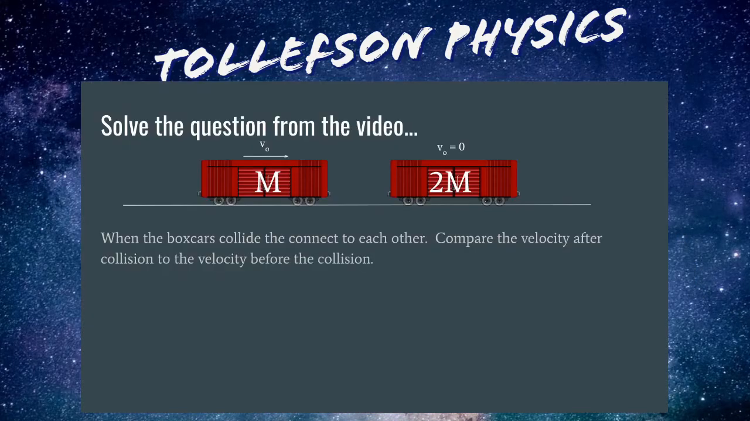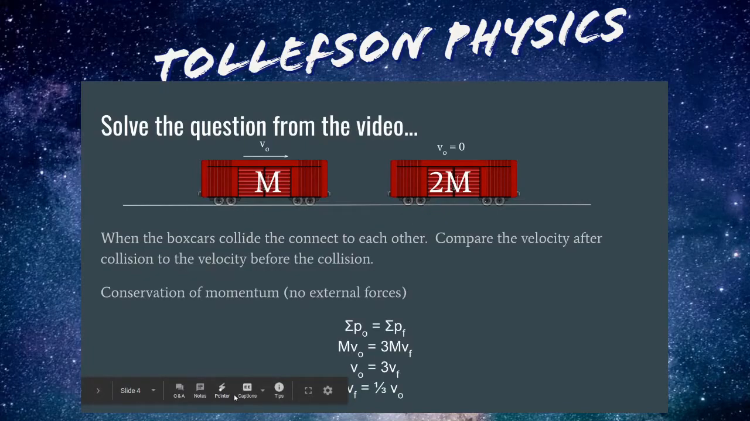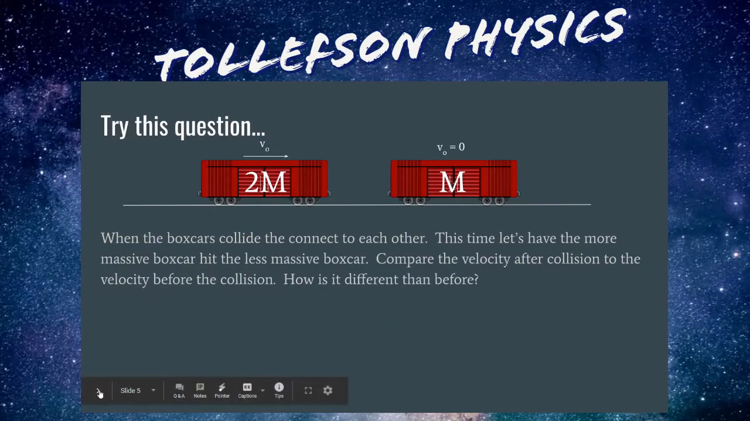The only way to learn physics is to do physics. So here's the problem from the video. Hit pause, give it a try, and then unpause it to see the answer. Here's the answer. Now that you have this, let's try one more new problem. We're going to change it so that the more massive boxcar is going to crash into the less massive boxcar. So how does that change things? Pause the video here, do the solution, and then unpause to see the solution.